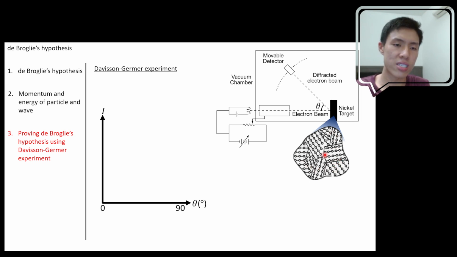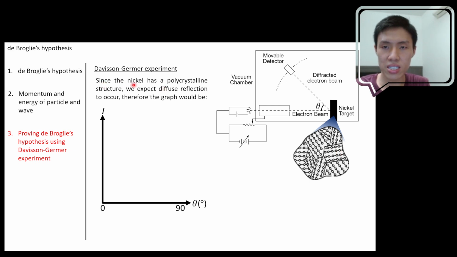So what happened here is the lattice arrangements are all in irregular orders at different regions. They are not nicely arranged. Since the nickel has a polycrystalline structure, where poly means there are many crystalline structures, they are not arranged in an orderly manner. That's why we call it polycrystalline. So we expect diffuse reflection to occur.